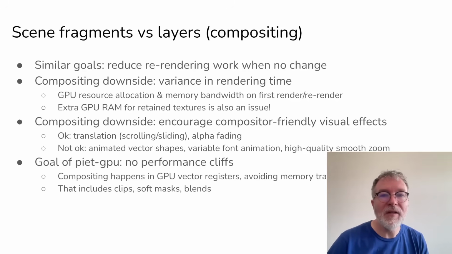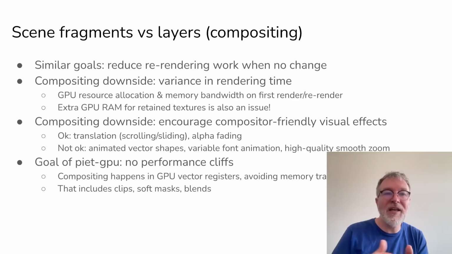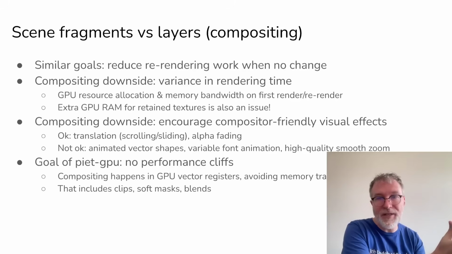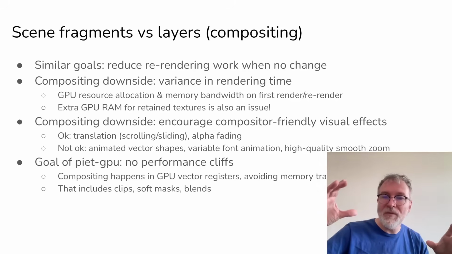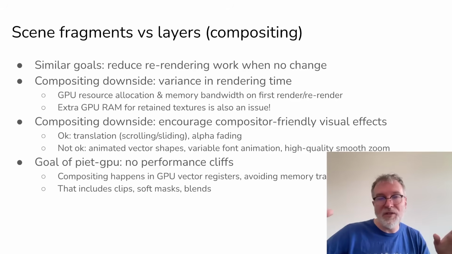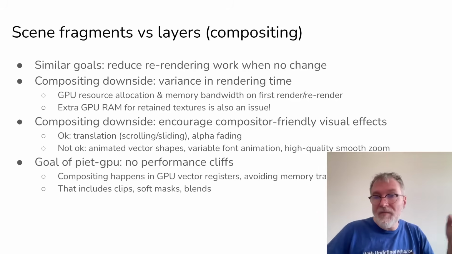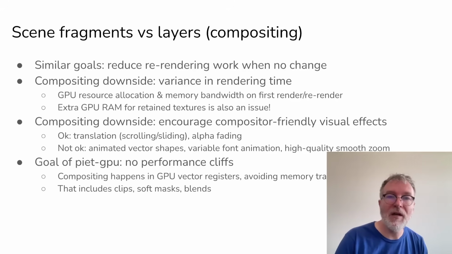The compositor also kind of guides the design in particular directions. There are certain things like translating for scrolling and sliding and doing alpha fading that are very easy and cheap to do in the compositor. But there are other things, like zoom: if you zoom the bitmap, that's cheap, but that gives you blurry results, so you kind of don't want to do that. And other things that you don't want to do are like animation of a variable font parameter, because then you have to re-render the font, and that's very expensive.